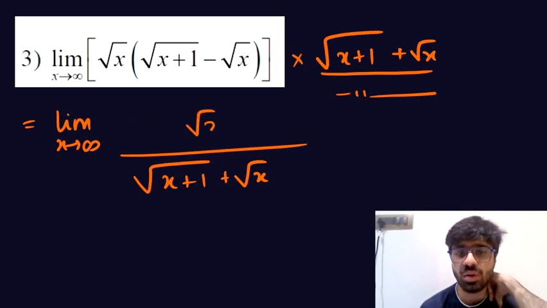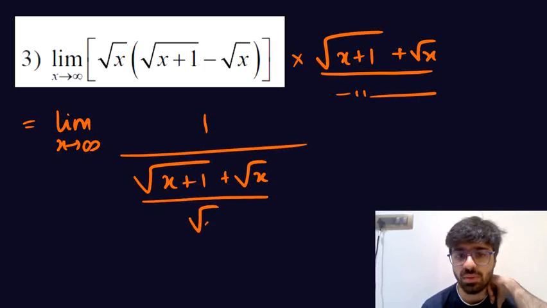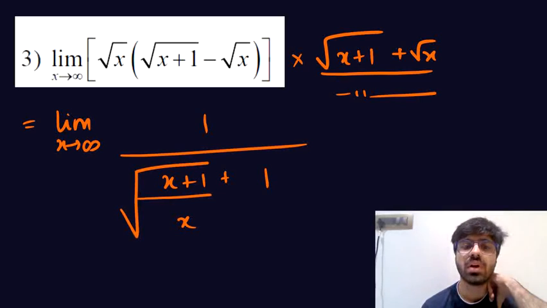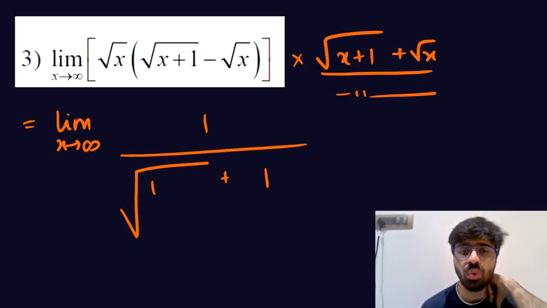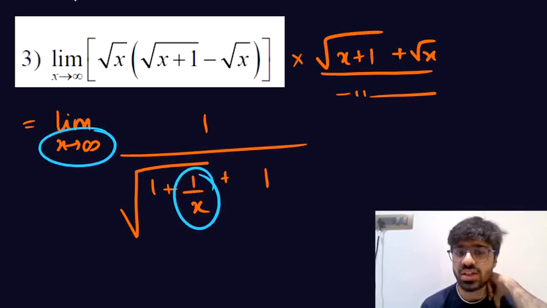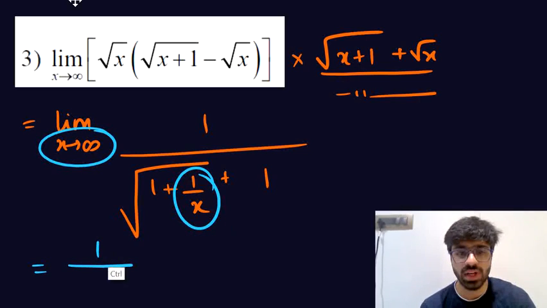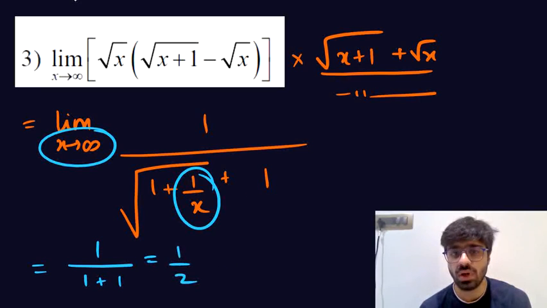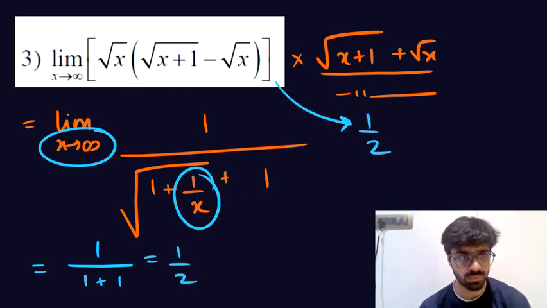In the numerator and denominator, you can divide with root x. So in the numerator, you will have 1, the whole thing divided by root x. So that will give you this upon root x, and root x upon root x will be 1. Club the two roots, and inside the root here you have 1 plus 1 upon x. Because x tends to infinity, 1 upon x will be 0. The final value is 1 upon root over 1 plus 0, that is root 1, which is 1, plus 1, which is equal to 2. So we have 1 upon 2 as the final value for this question.